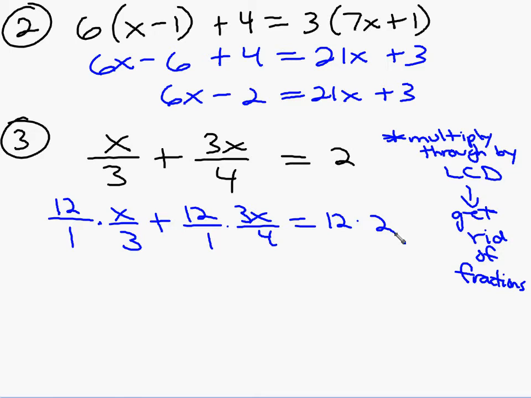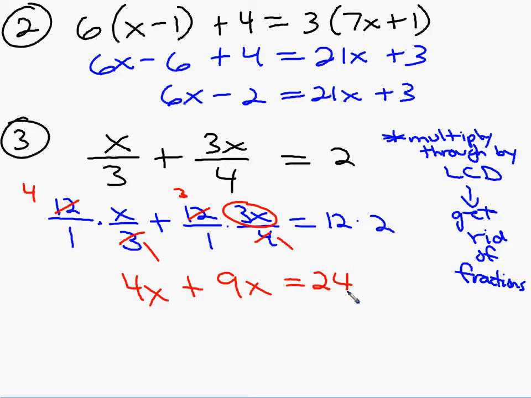Now watch what happens. I can get out the slasher. 3 divided by 3 is 1. 12 divided by 3 is 4. And now that term is a 4x. Boom, fraction gone. Plus 4 divided by 4 is 1. 12 divided by 4 is 3. 3 times 3x is 9x. Boom, fraction gone. 12 times 2 is 24. Fractions are gone. Looks a lot easier to me. Does that make sense to everybody?